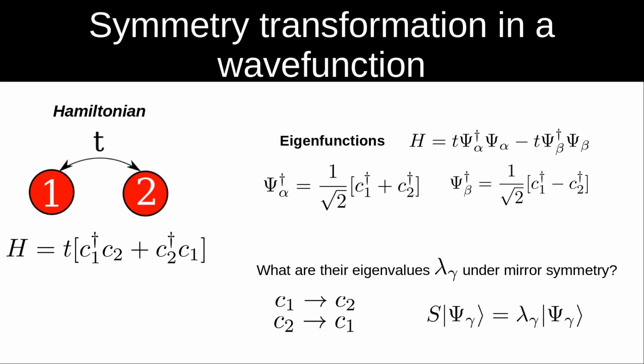So my question for you is, what is the eigenvalue that we get when we apply mirror symmetry to these wave functions? Mirror symmetry in this system just corresponds to switching 1 by 2. You can imagine that you have a mirror in the middle between 1 and 2, and this effectively just flips the indices. If you look at the wave functions, you can very easily see that the first wave function gets a plus, and the second wave function gets a minus. So we can have different wave functions picking different signs when we apply a symmetry operation.